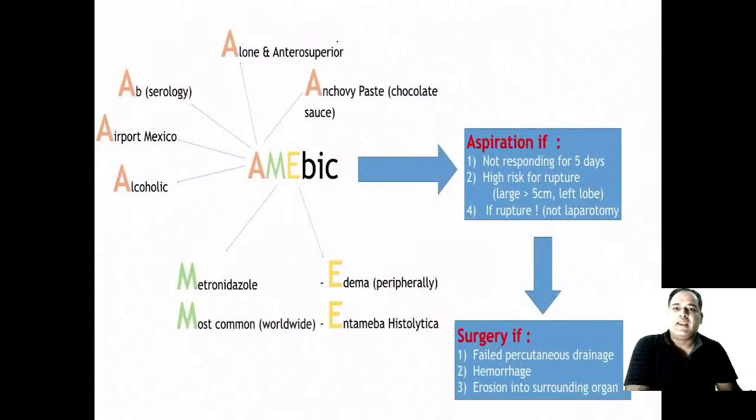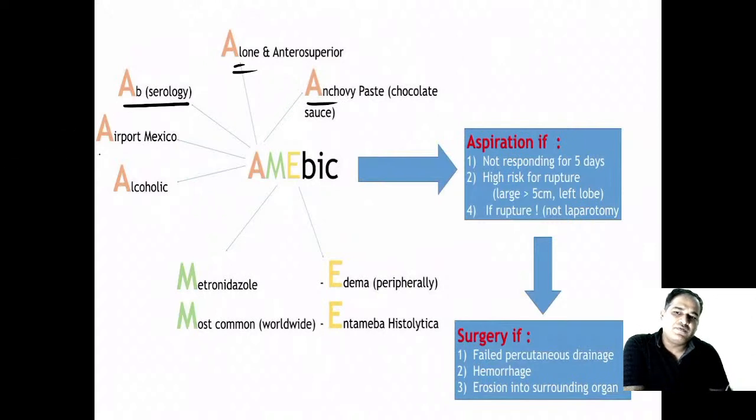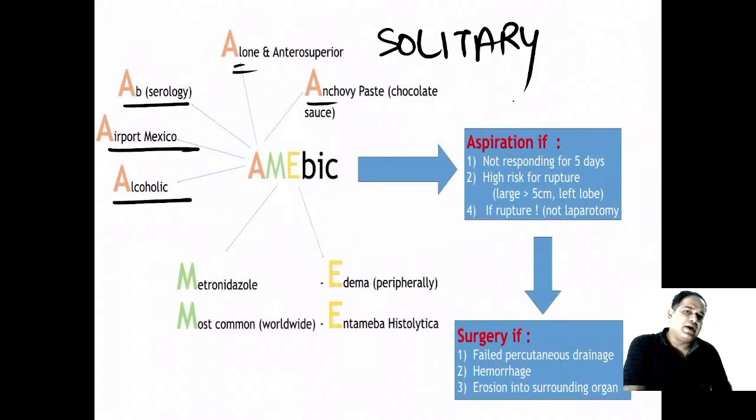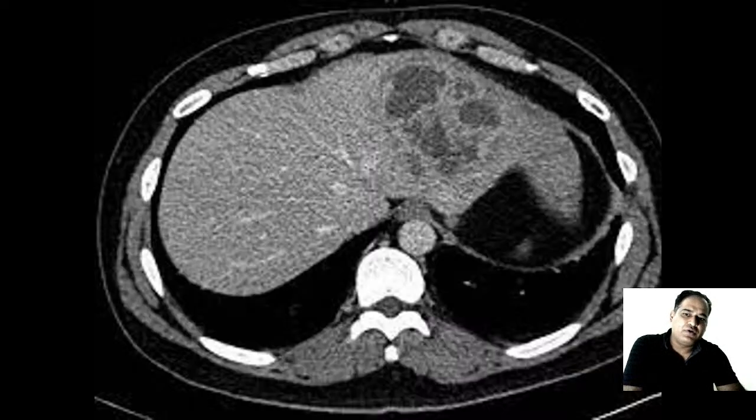Now these are the mnemonics for amoebic liver abscess. A for amoebic liver abscess, A for anchovy sauce pus, ELISA. Fine. Tropical country, more common in alcoholics, and usually this is solitary, whereas the pyogenic liver abscess is usually multiple. Metronidazole is the main stay of treatment.